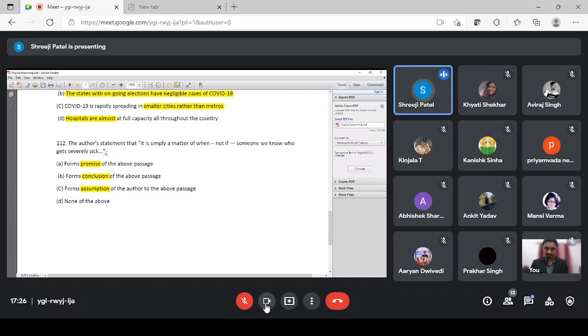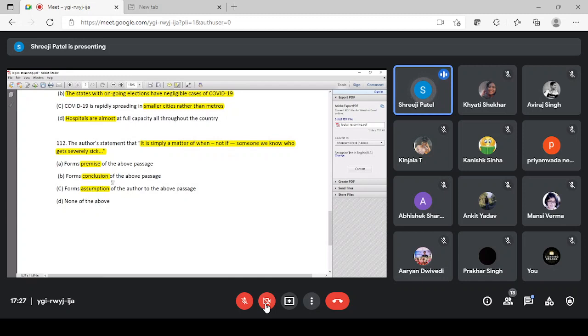So our question was, the author's statement that it is simply a matter of when, not if, someone we know gets severely sick. So if we go with the options, this statement is the premise of the above passage, or it is the conclusion, or it is assumption, or it is none of them.